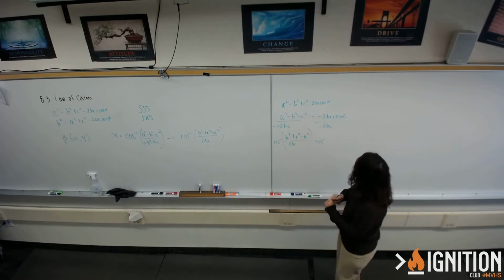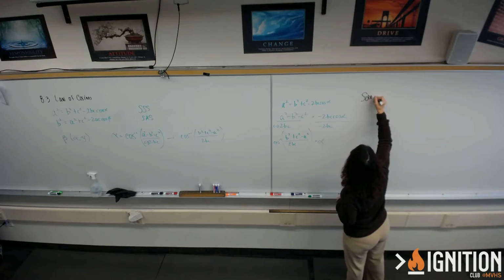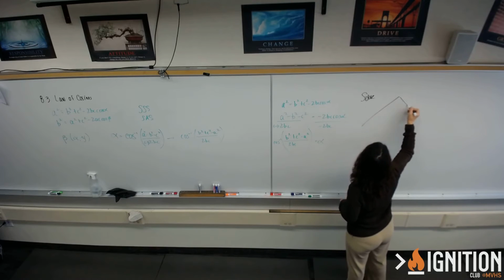Okay, let's solve a triangle using law of cosines. Solve, find all the missing angles and all the missing sides.